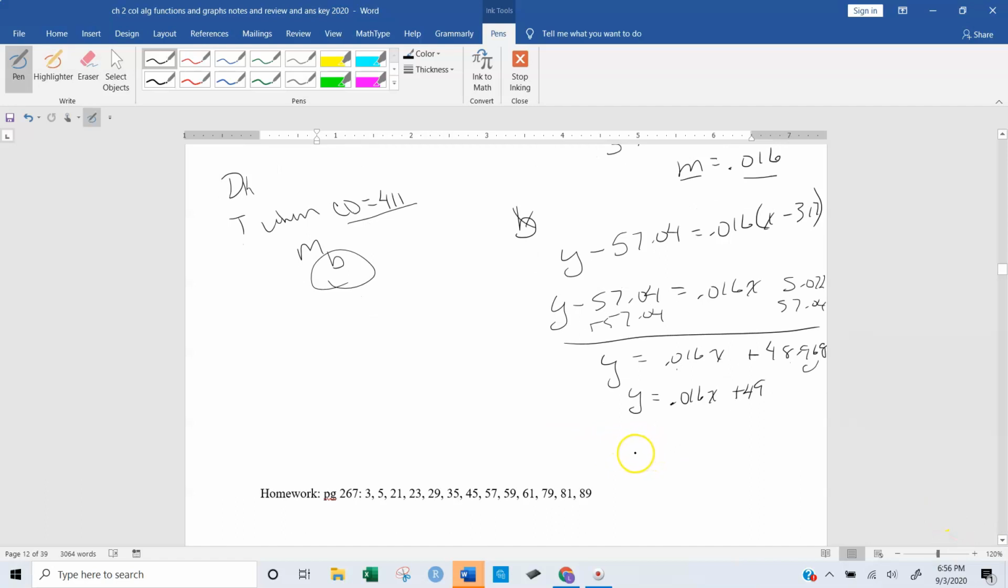Now I have to find the value when x equals 411. So here we're going to let x equal 411. So y equals 0.016 times 411 plus 49. Plug that into your calculator. And we get 55.6 degrees at 411 carbon dioxide. I hope you did a good job.